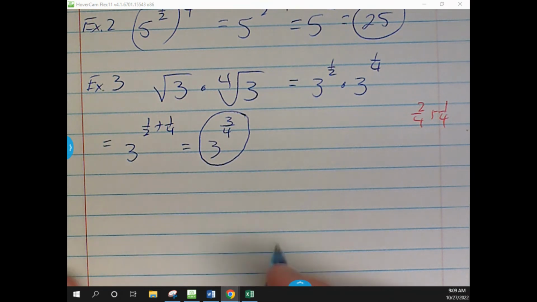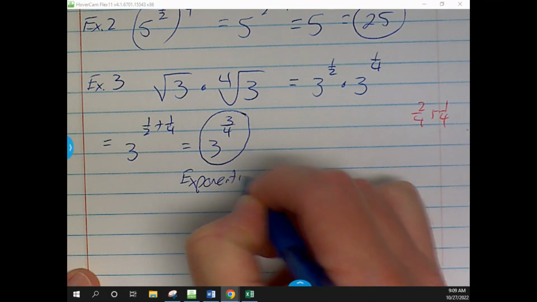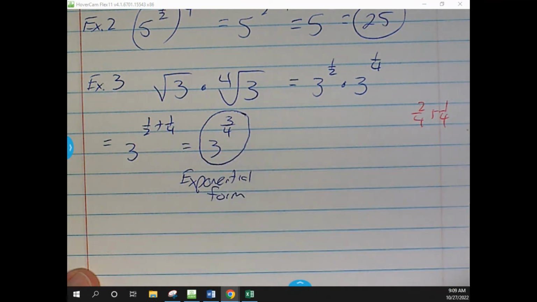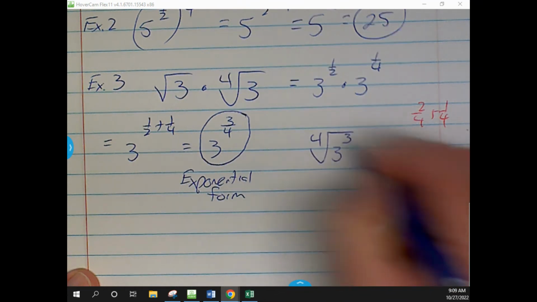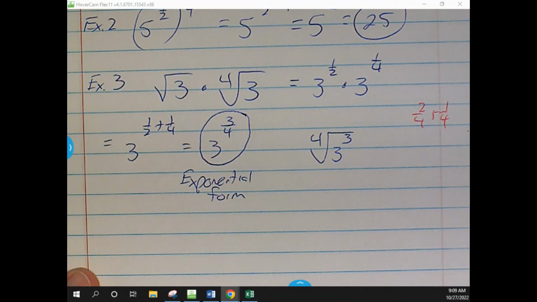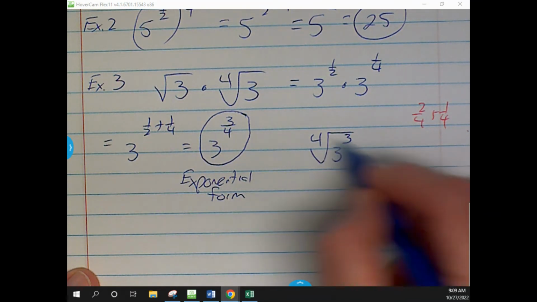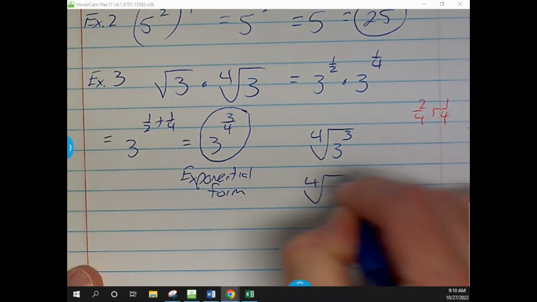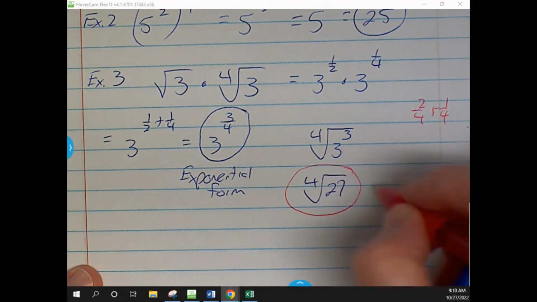If they ask for it in radical form, then we've got to rewrite this thing in radical form. So it would be the 4th root of 3 to the 3rd. Okay. And it'd be great if these canceled each other out, but they don't. So in that case, that would be the 4th root of 3 to the 3rd power. That would be 27. So that would be it in radical form.